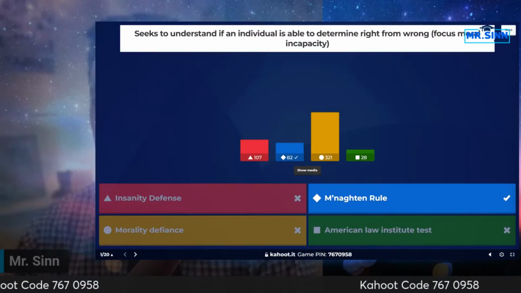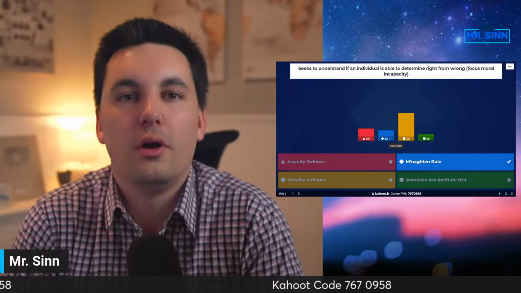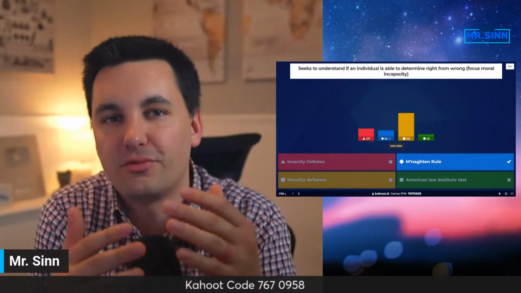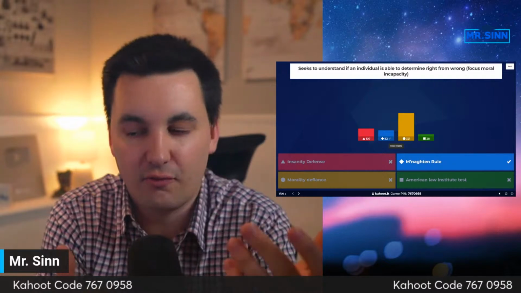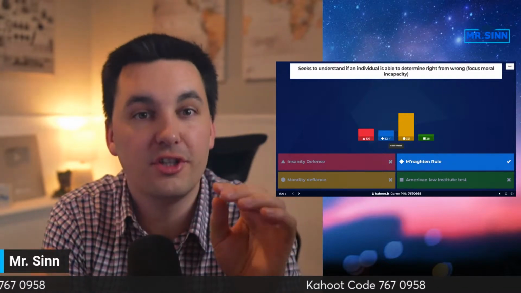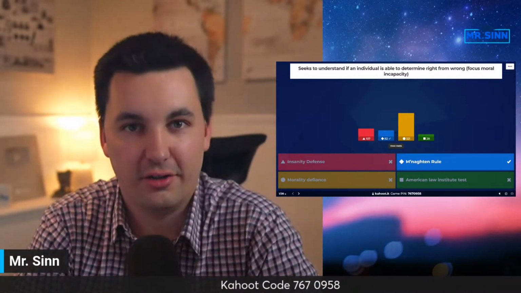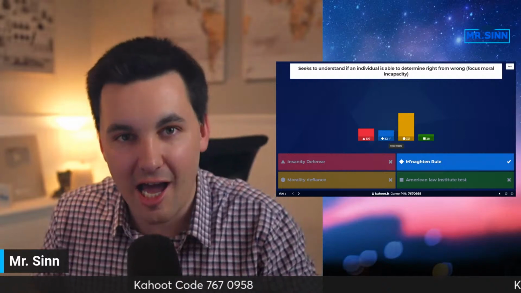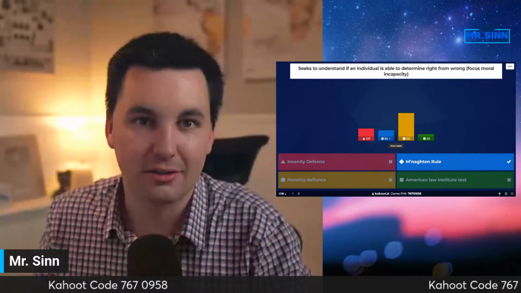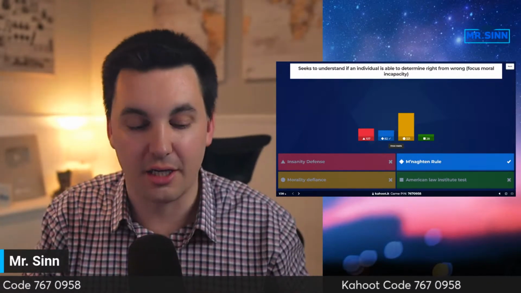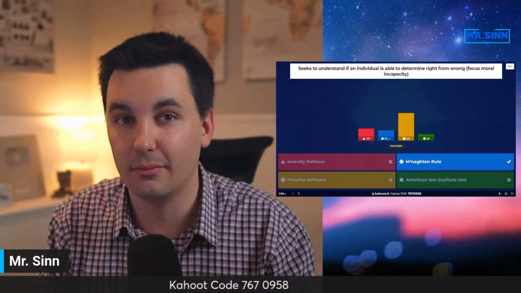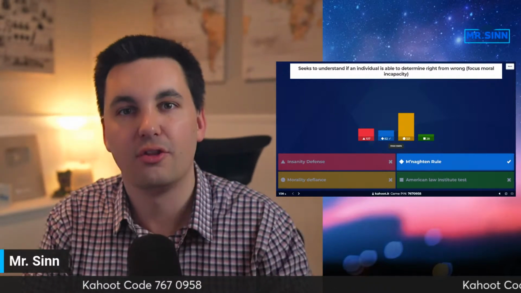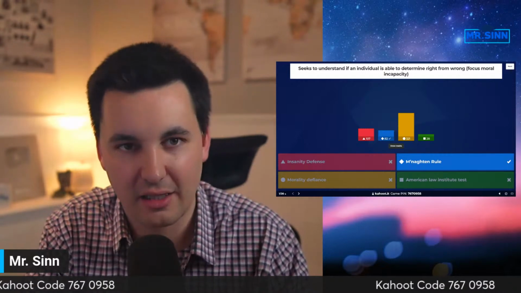All right, let's quick talk about this one. The M'Naghten rule is a rule that is going to actually define insanity. It focuses on the cognitive state of the defendant. And the key thing here, and this is the important thing, is that it's at the time of committing the act. So it doesn't matter about later on. It's the time when that act was committed. Whenever that crime or alleged crime happened, the cognitive state has to be assessed at that time.